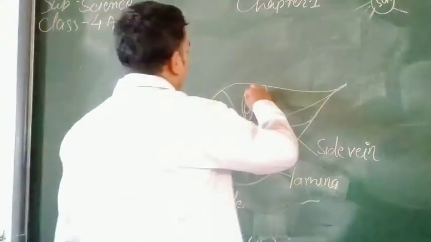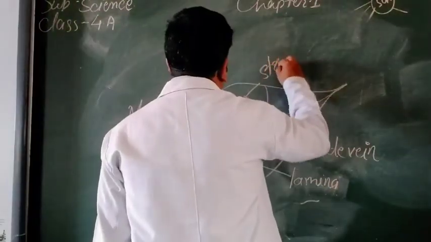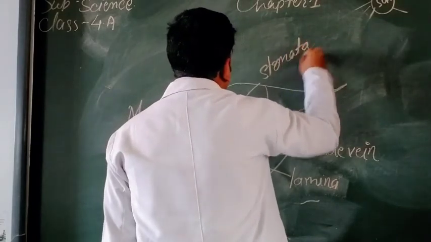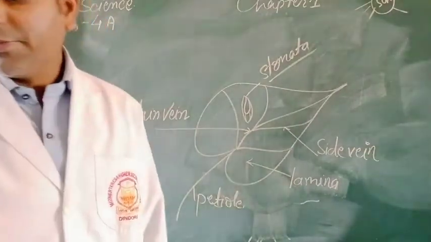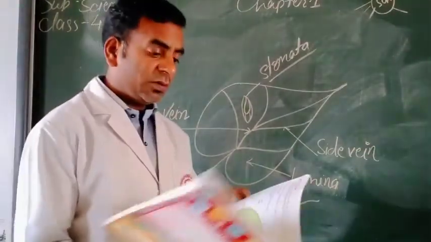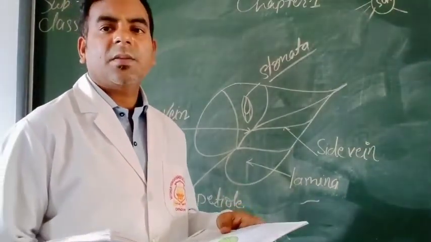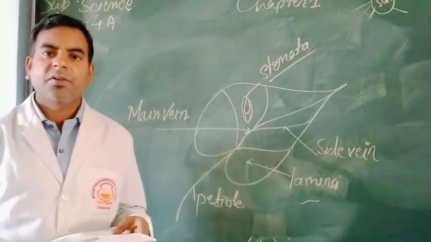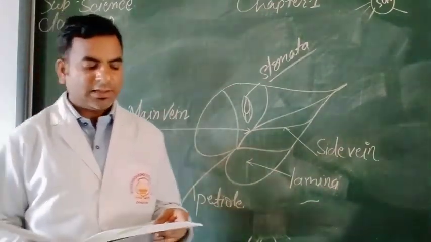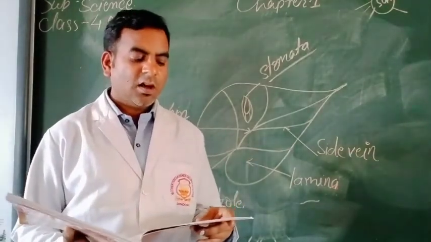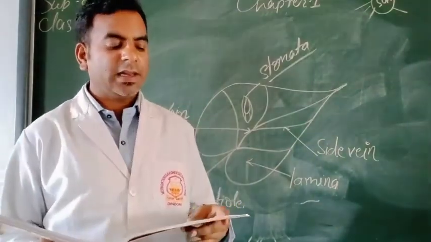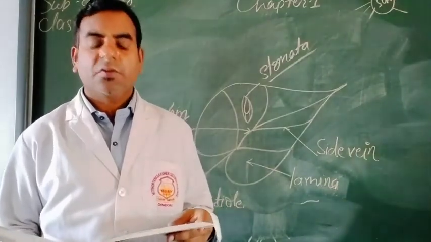leaf, stomata. Stomata is a very important part of your leaf. Okay. So students, these are the parts of the leaf. All of you draw and write. Okay. See how the parts of the leaf help in making and distributing the food.